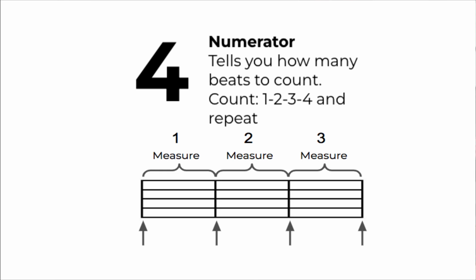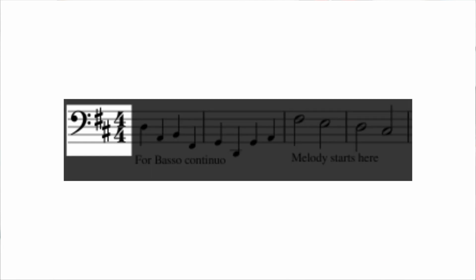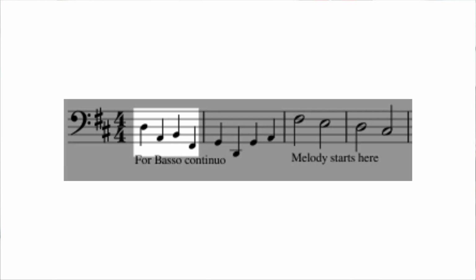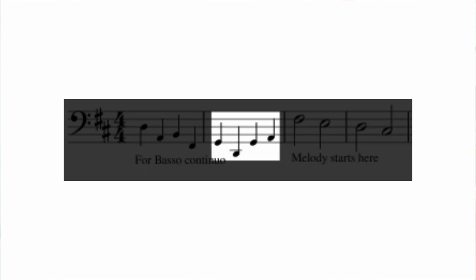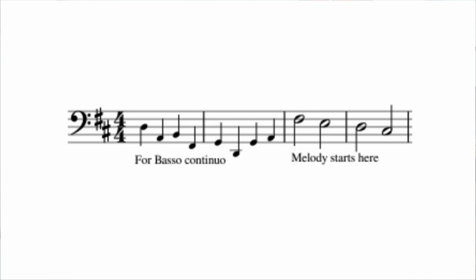Again, the number at the top, the numerator, is going to tell us how many beats we are going to count or how many notes we are going to group in each measure. In this instance, we have a 4, so it's going to be 4 beats in each measure. We're going to count 1, 2, 3, 4 and go back to 1. Simple. That's it. Questions? All right, let's go.